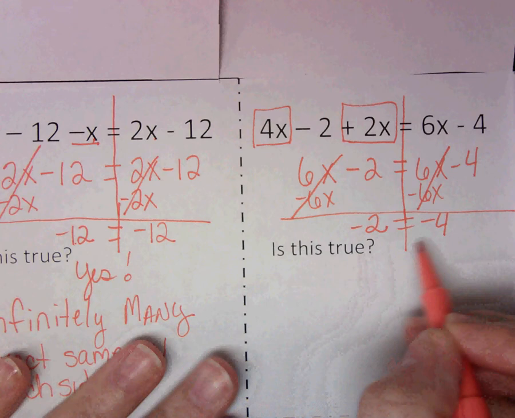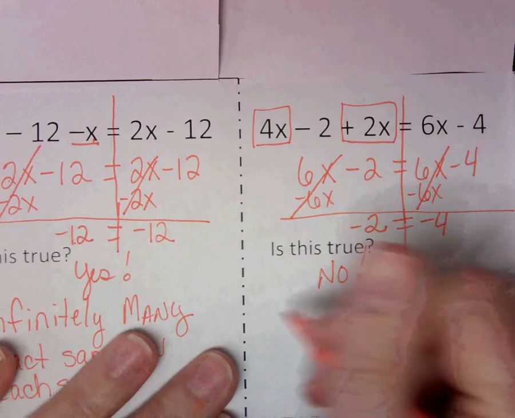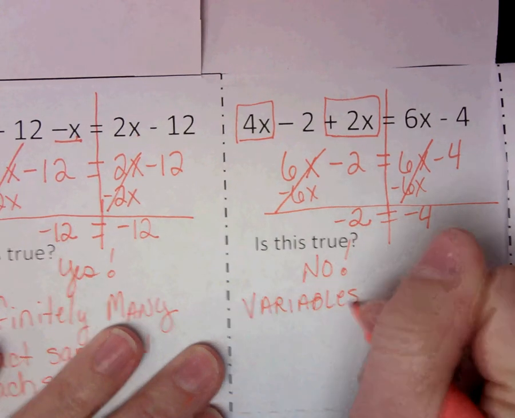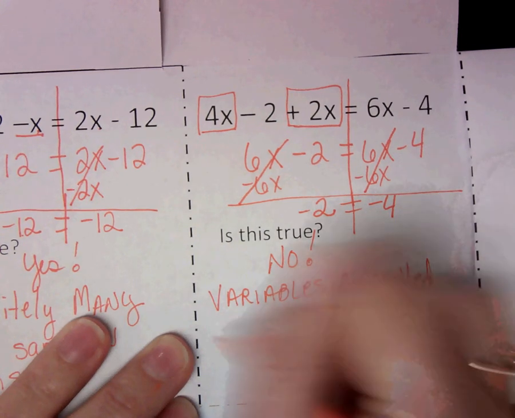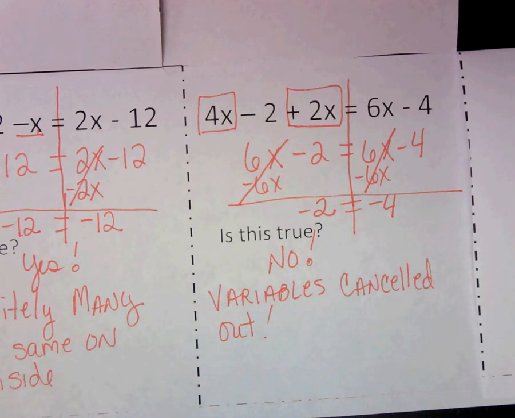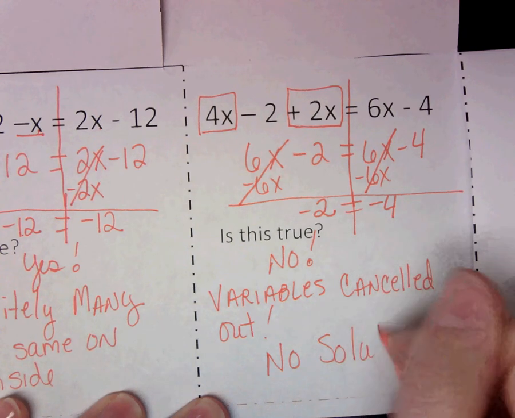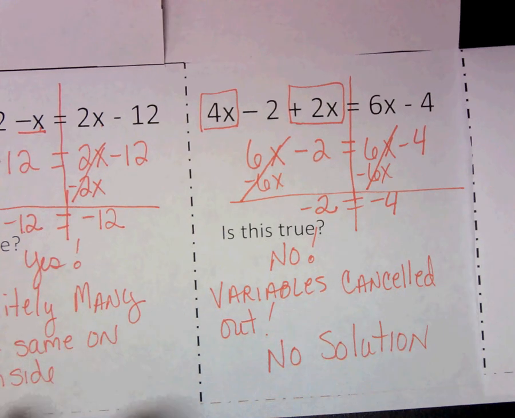Is negative 2 equal to negative 4? No, this is not a true statement. The variables canceled out. We lost all of our variables, and we had a statement that wasn't true. When this happens, it means that those sides are really not equal to each other. So for a case like that, we would say no solution. There is no number that we could plug in for x.